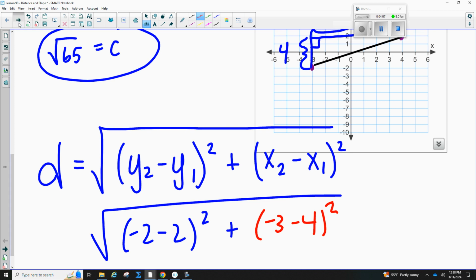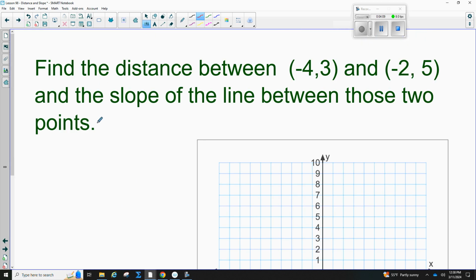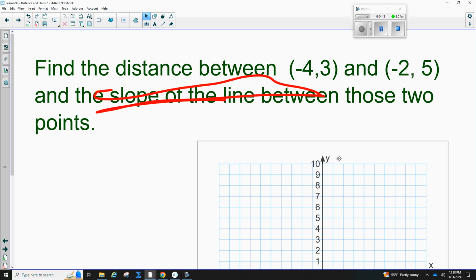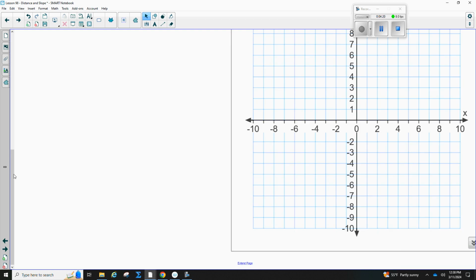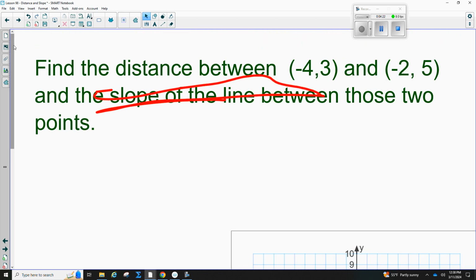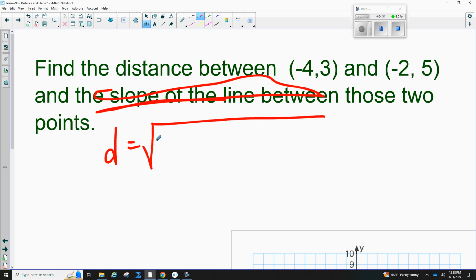Okay, find the distance between (-4, 3) and (-2, 5). And actually don't do slope yet, okay? Just distance. And I actually don't want you to graph this one, okay? I want you to learn to use the distance formula because that's what they're going to ask for mostly in Algebra 2, okay? So I want the distance between the 2 points. So my formula is the square root of the second y minus the first y squared plus the second x minus the first x squared.